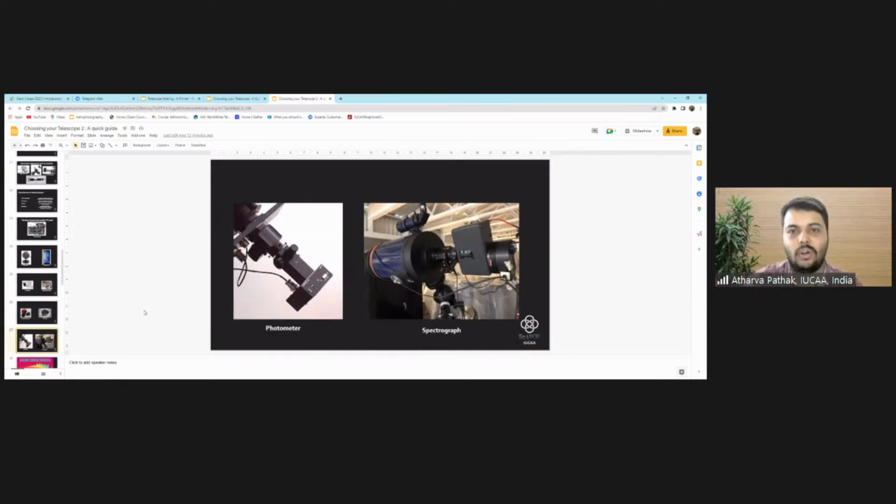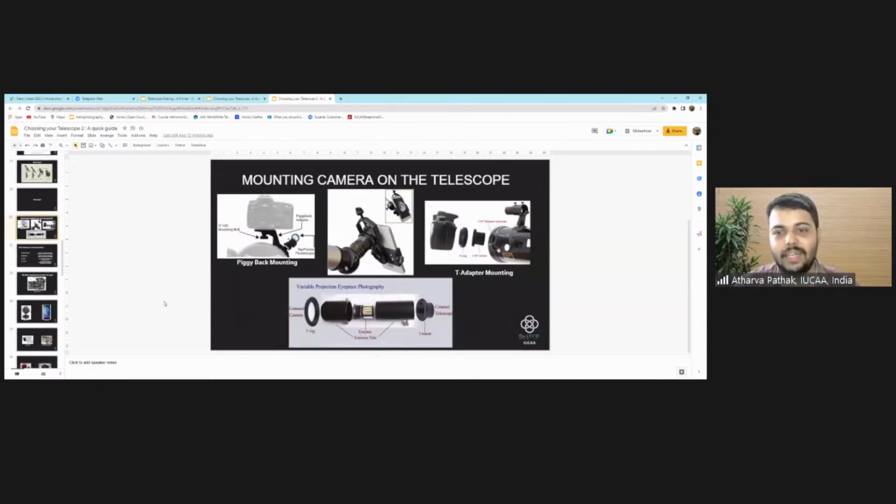Of course, we are not going to talk in detail about these advanced instruments right away, but we are going to talk about the instruments that you already have in your homes, which are the DSLR cameras and your cell phone cameras. A cell phone can be attached to the telescope using a mobile phone adapter, and a DSLR can be attached to the telescope by two methods. The first method is called piggyback mounting, where a camera is attached on top of the telescope body using a bolt.